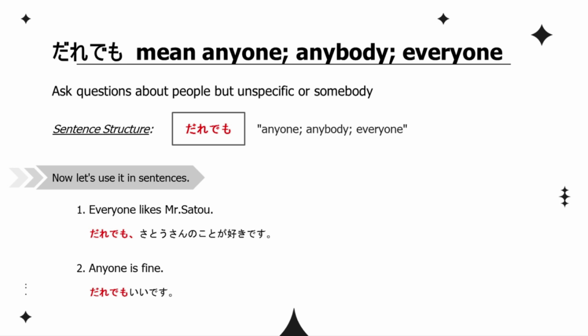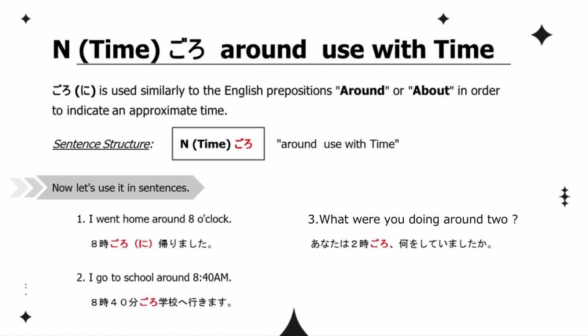How to use around with a specific time. To use around with time, you should simply use goro with time in the sentence. Ni is used similarly to the English prepositions around or about to indicate an approximate time. End time, goro. It means around this time.